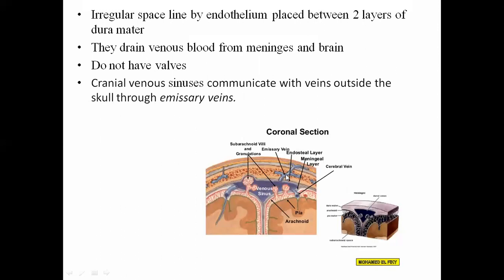are connected to the dural venous sinuses via emissary veins. In this diagram, the dural venous sinuses can be seen clearly. There are three layers: dura mater, arachnoid mater, and the pia mater, which constitute the meninges. Now the dura mater has got two layers, outer layer and inner layer. In between that, there is an area, and that is the dural venous sinuses.